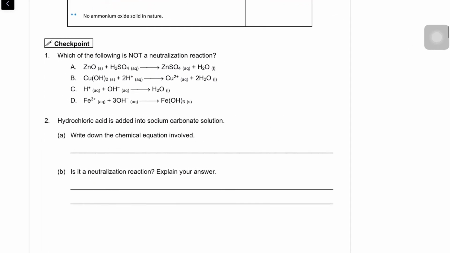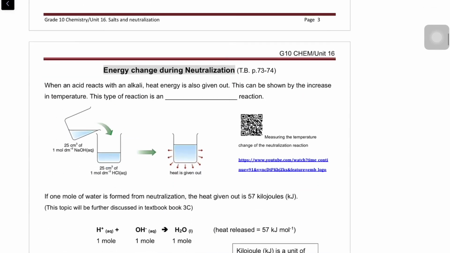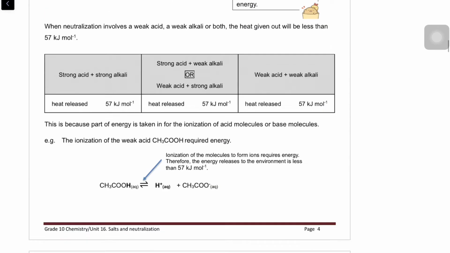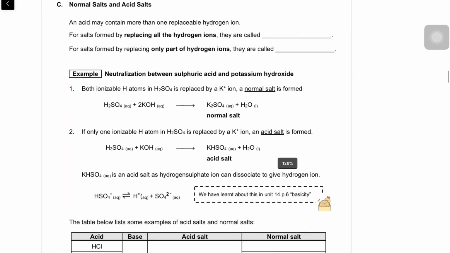So you should complete page 3, the checkpoint, and we will check the answer all together. And next, please turn to page 7.